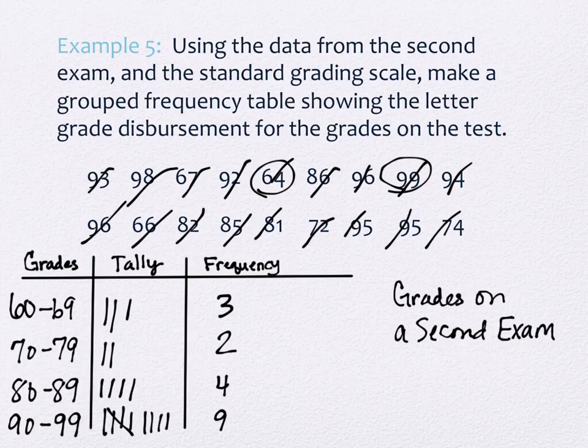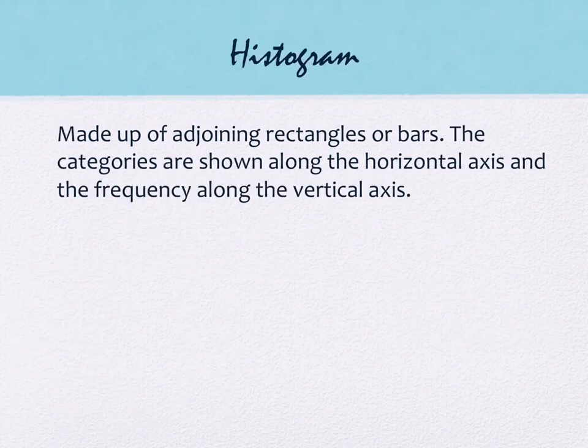Okay, I think we have time for a histogram, and then we'll stop for today. A histogram is sometimes mislabeled as a bar graph. We are going to do something next time that's called a bar graph, and it is different. There are some distinctions about them. But this is a histogram that we're going to do today, okay? A histogram is made up of adjoining rectangles or bars. The categories are shown along the horizontal axis, and the frequency is along the vertical axis.